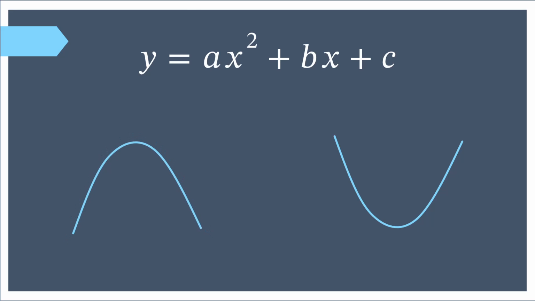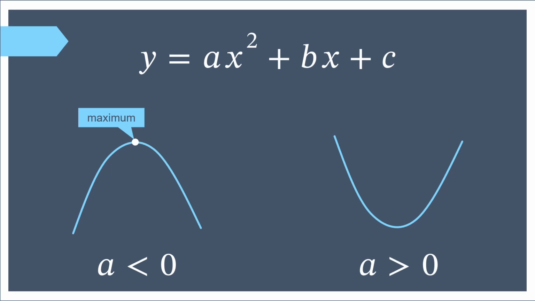The first curve is for quadratic equations where a, the coefficient of x squared, is less than 0, that is, it's negative. So for such a case, the quadratic curve will have a shape like this one with a maximum turning point. Then if a is greater than 0, that is, if the coefficient of x squared is positive, then the curve will have this shape, which is a smiley face shape, and the graph will have a minimum turning point.